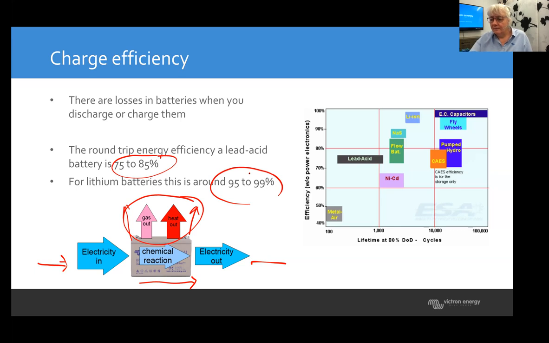This graph here is a bit of a dodgy graph. I mean, the graphics are not that great, but I've never found such a good graph anywhere on the internet.